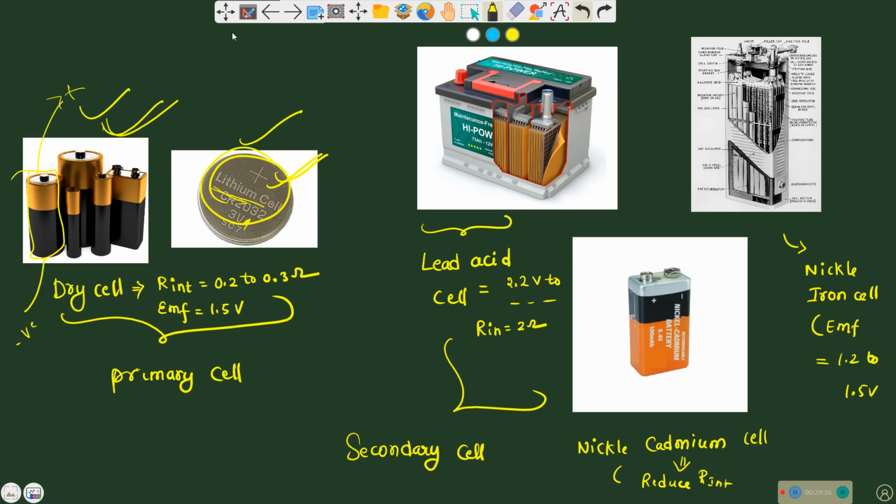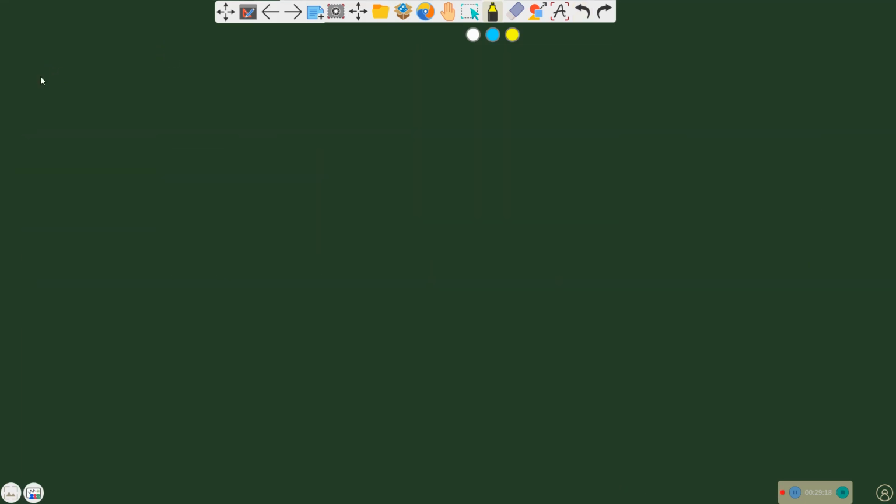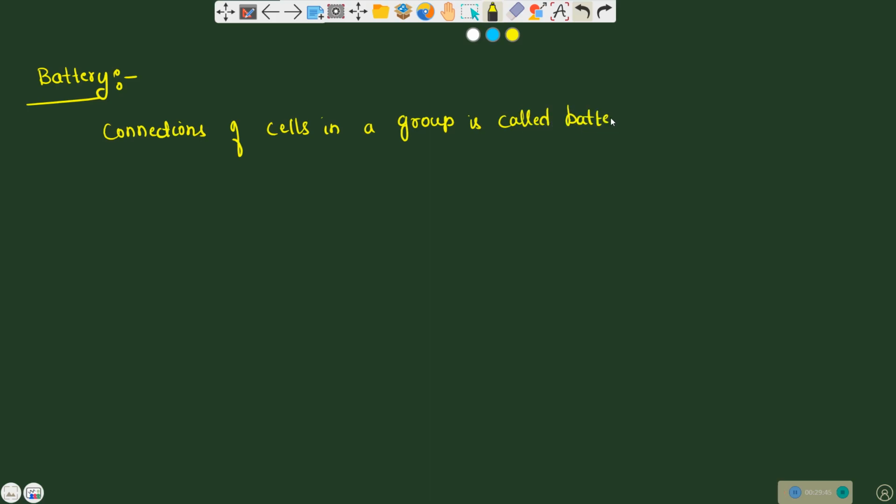So now we will talk about battery. So just now we have spoken about cells, right? So here now we will talk about battery. What is battery? Connection of all the previous things. Okay, connection of cells in a group is called battery. Okay, number of cells forms battery.